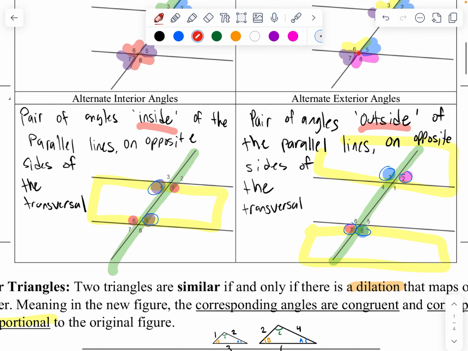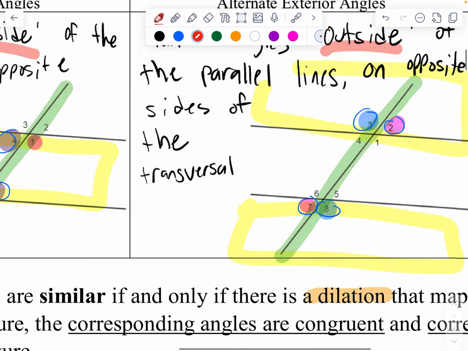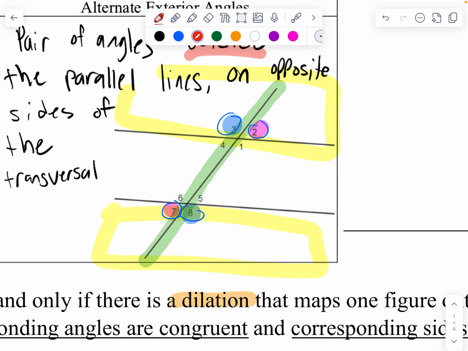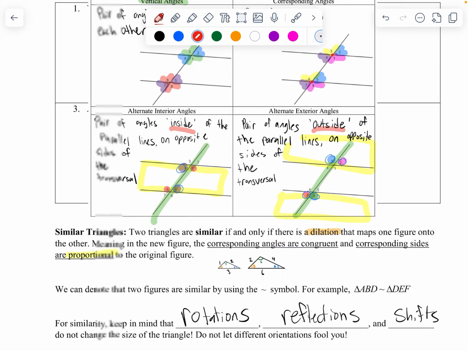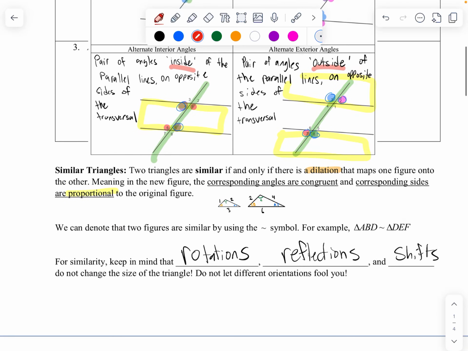Then you have your alternate interior and exterior angles. Interior means inside of those parallel lines. Outside is that exterior. You can see marked by yellow, right? And then the interior but alternate sides of the transversal. So 4 and 5 are congruent, 1 and 6. Here, 3 and 8, 2 and 7. All right, so those are a lot of the vocab we've talked about, right? Just wanted to remind you you'll need it today.